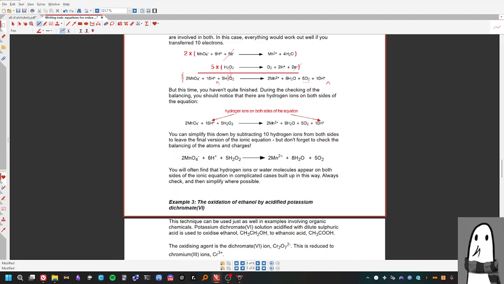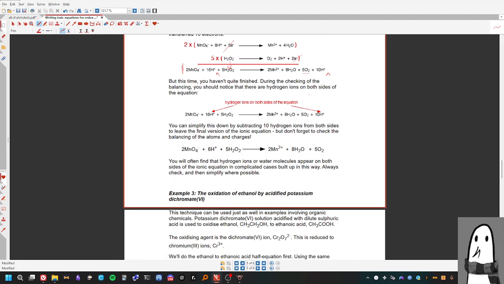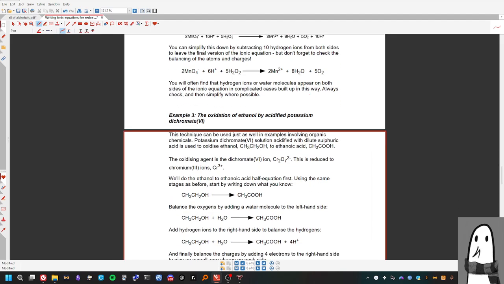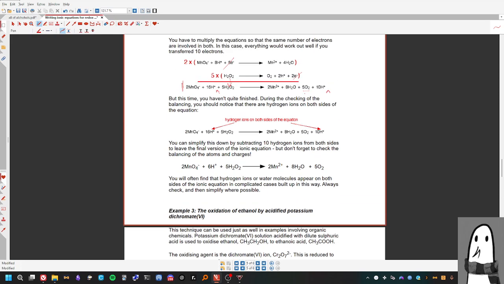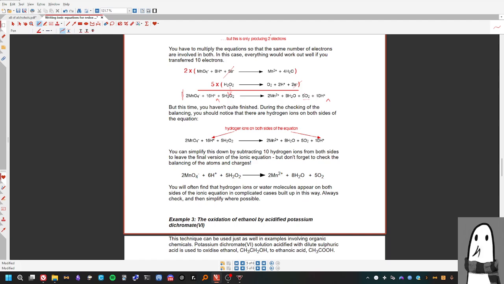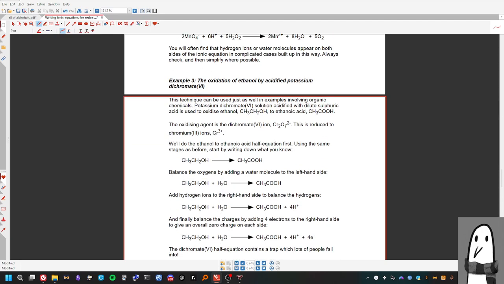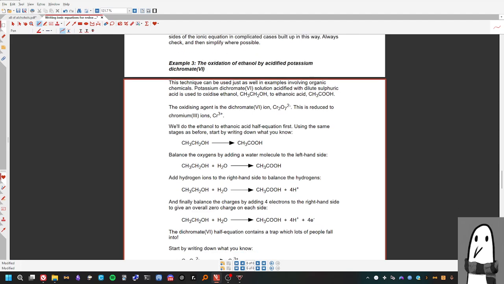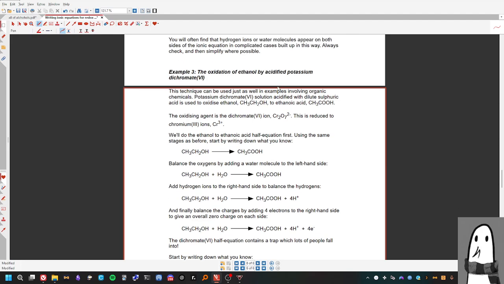6H⁺ on the left and 0 on the right of H⁺ ions. And don't forget, when you check the balancing of the atoms and charges, you'll often find that hydrogen ions or water molecules appear on both sides of the equation in complicated cases built up in this way. Always check and then simplify where possible by subtracting in the final equation. In the other equations, like when you're finally combining those two half equations together, you want to be multiplying. You want to be looking at those electrons for that.